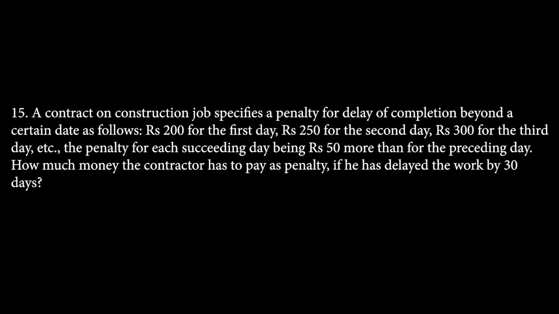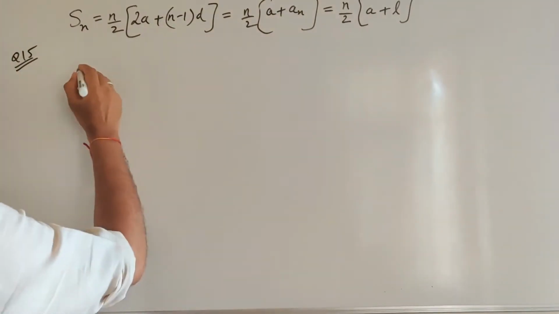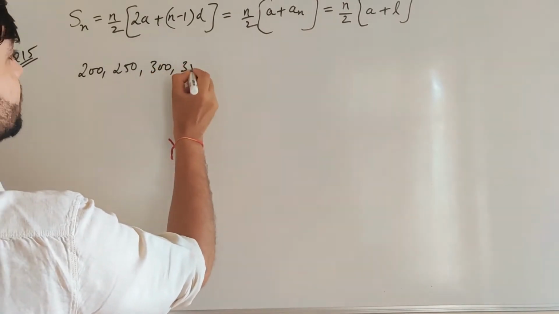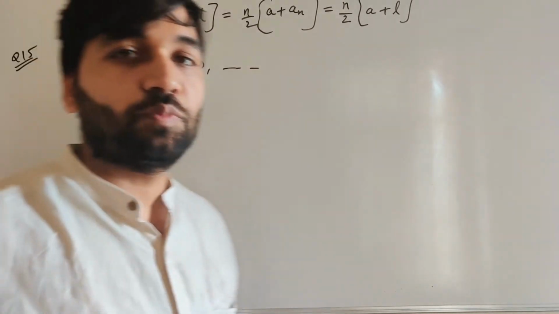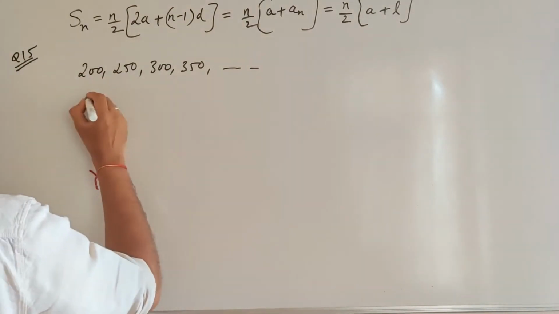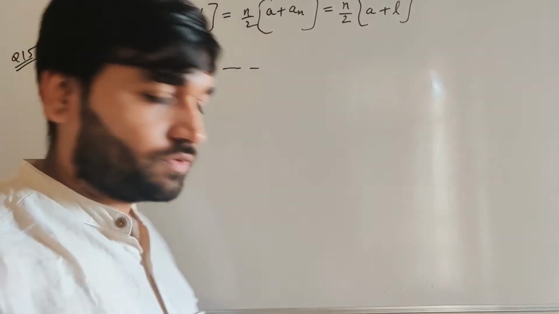So the question is, a contract on a construction job specifies a penalty for delay of completion beyond a certain date as follows: 200 is the penalty for the first day, 250 for the second day, 300 for the third. So you see, it's forming an AP here. The penalty is 200 for the first day, 250 for the second, 300, 350 for the fourth, and so on. So the penalty keeps on increasing by 50 rupees per day, so it forms an AP. The common difference is 250 minus 200. So here I can quickly write a as 200, common difference as 250 minus 200, which is 50.